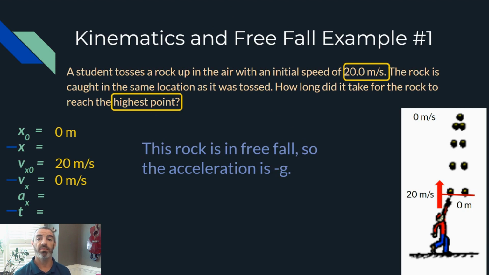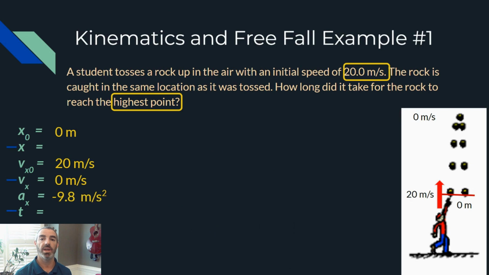Why negative? Well, we defined our velocity as positive, and with it moving upward, it's going to slow down. And slowing down means that the acceleration and velocity have opposite signs. So our acceleration is negative 9.8 meters per second squared.